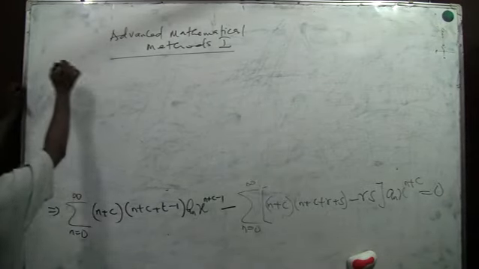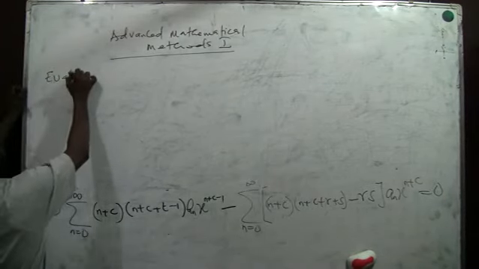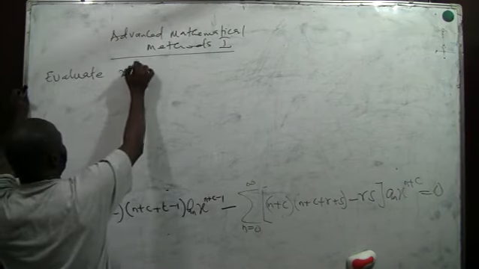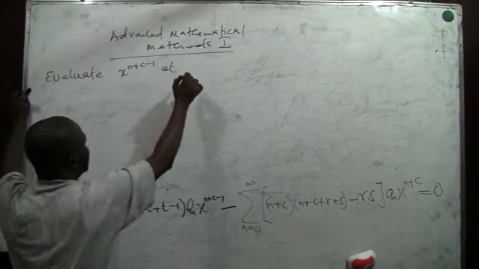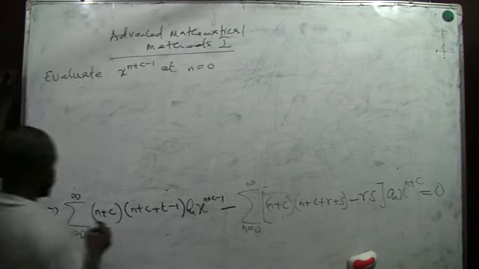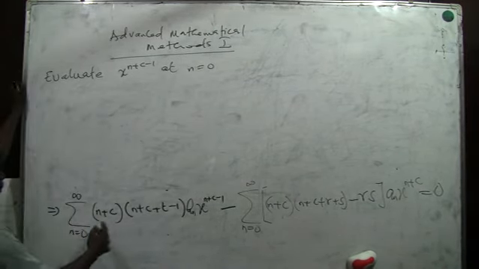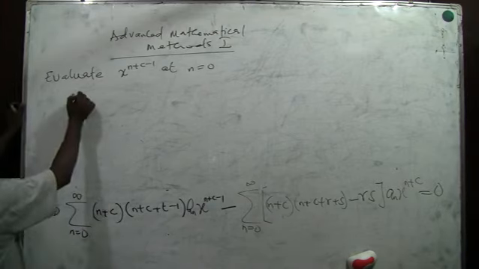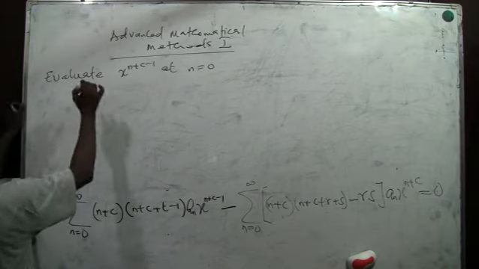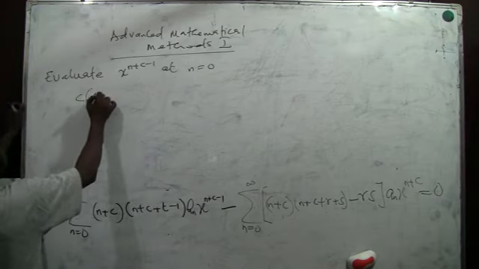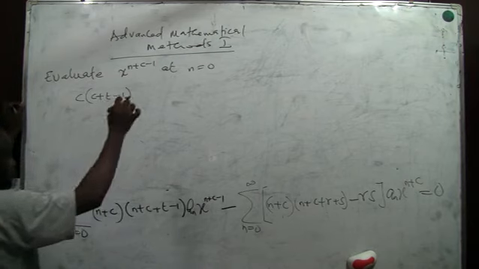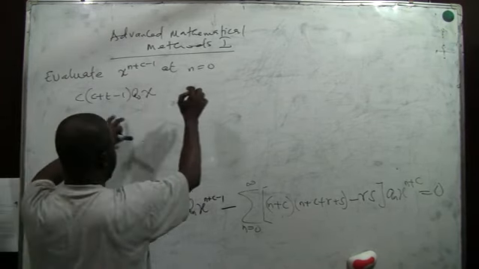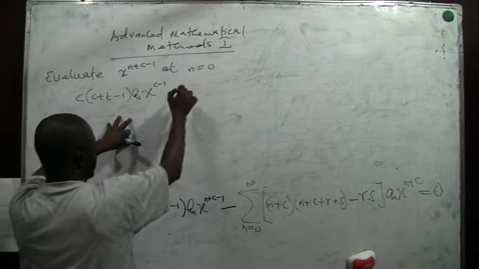Now, evaluate x raised to the power n plus c minus 1 at n equals 0. I will not want to jump a step here, so substitute 0 for n at this point. We have c into c plus t minus 1, a naught x raised to the power c minus 1, plus.